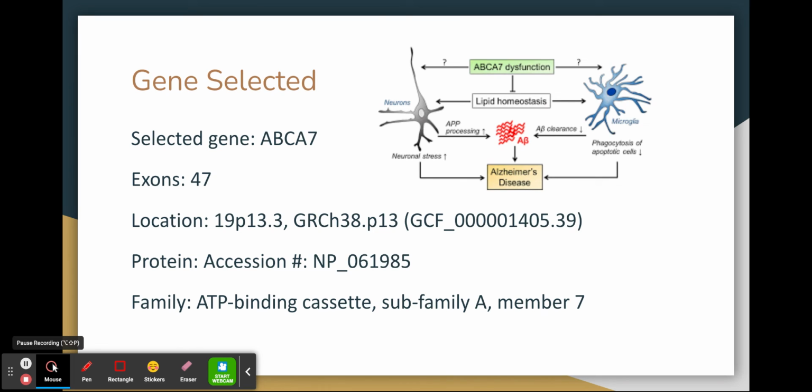Next, my selected gene is ABCA7. It has 47 exons and it's found on the 19th chromosome. This here is its protein accession number, and its family is the ATP binding cassette subfamily A member 7.